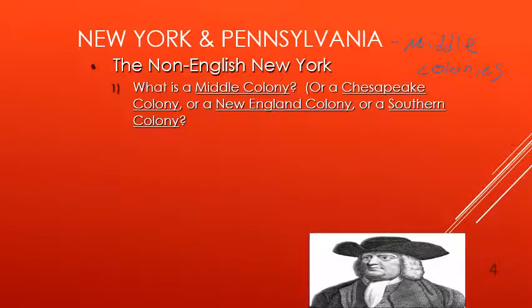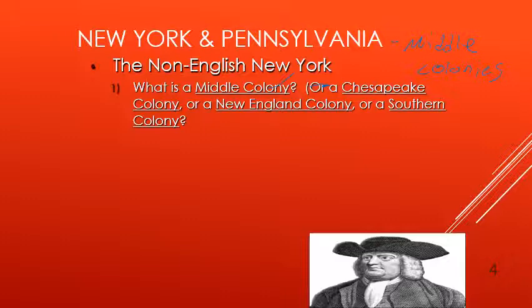So we've got four different types of colonies. You've got middle colonies, New York and Pennsylvania. You've got your Chesapeake colonies. I know it says a Chesapeake colony, but that's kind of a separate group. So you've got the Chesapeake colonies, you've got the middle colonies, you've got the New England colonies, and you've got the southern colonies.